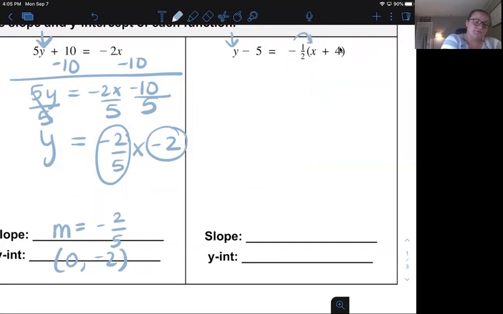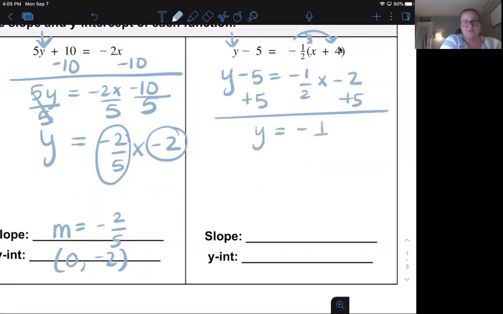So the first thing I would do is actually distribute this -1/2. So y minus 5 is equal to -1/2 x minus 2. Then I would add 5 to both sides. So y is equal to -1/2 x plus 3.